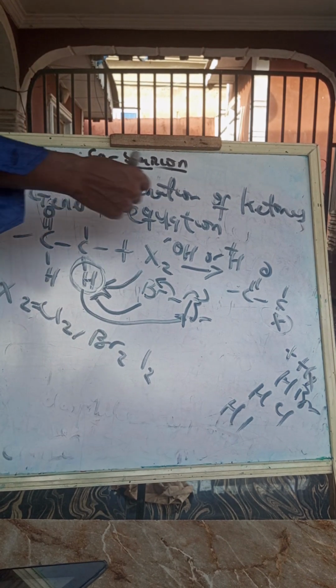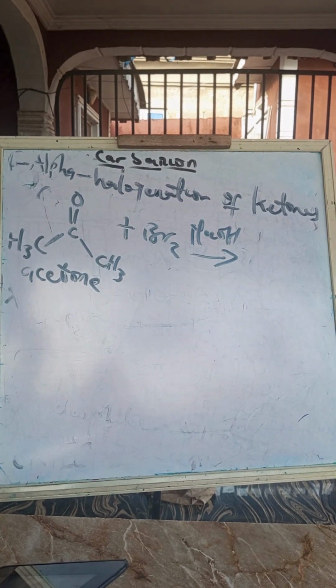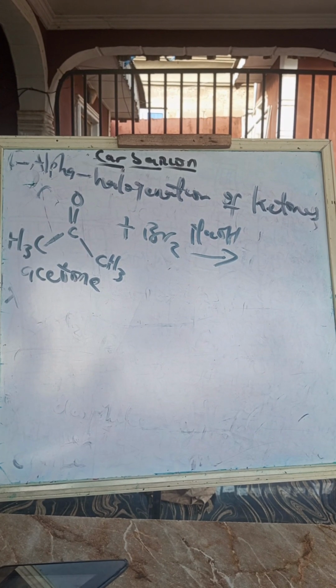One of the most general equations we can follow is the alpha halogenation of ketones. So this is the general equation we can have. One of our common examples is the alpha halogenation of a ketone. We have acetone here, reacting with bromine in the presence of a base, which is sodium hydroxide.